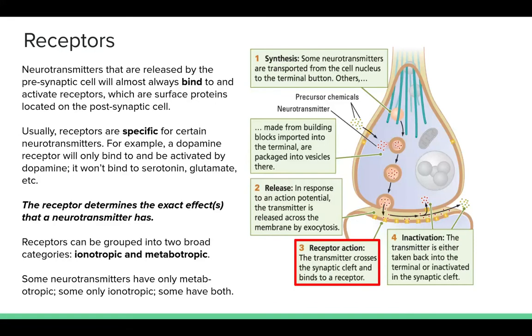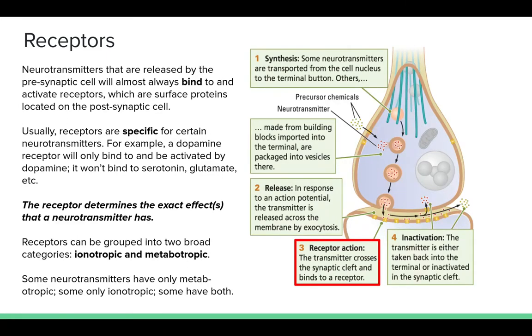The first key idea that you need to understand about neurotransmitters and receptors is that they are specific to one another. They are keyed to one another, meaning that dopamine is really only going to bind to and activate dopamine receptors. And likewise, dopamine receptors are really only going to be bound and activated by dopamine. So even if you have other neurotransmitters present in the synapse, it's only the specific neurotransmitter that is going to bind to its specific receptor. They are keyed to one another.